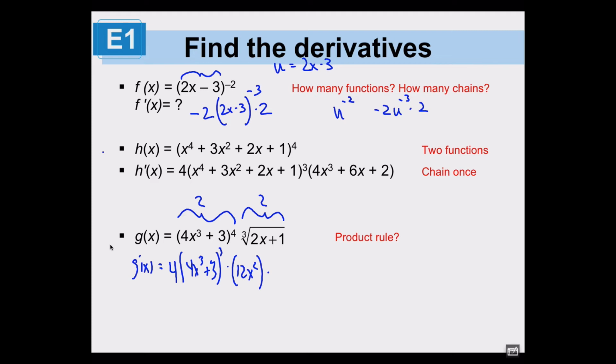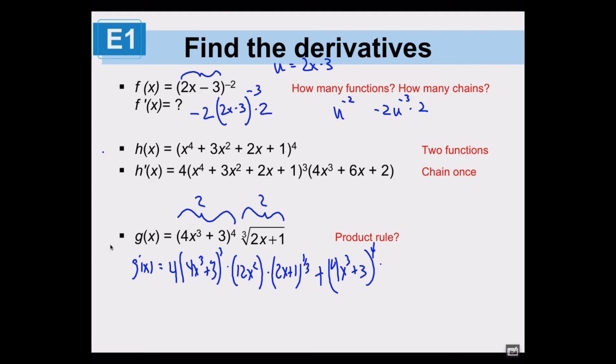Is everybody with me there? Or with him, I should say. He just took the derivative of that first function. Oh, product. Right, product rule. So derivative of the first times the second. I'm going to write this as raising it to the 1/3 power. Plus the first times the derivative of the second.